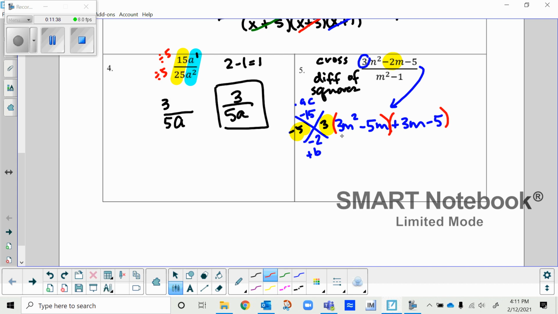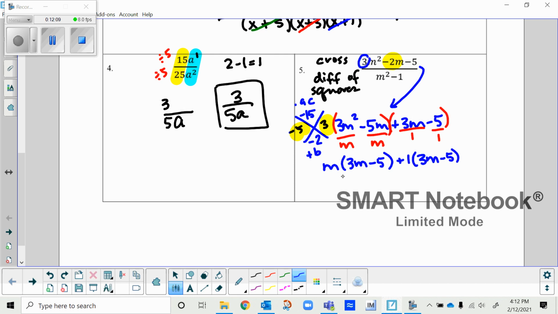So the GCF in the first group is just an m. So after I divide that out, I'm left with 3m minus 5. And the GCF in the second group, there is no GCF. So when that happens, we make it 1. That's going to be a placeholder for us. So then it's plus 1 times 3m minus 5.